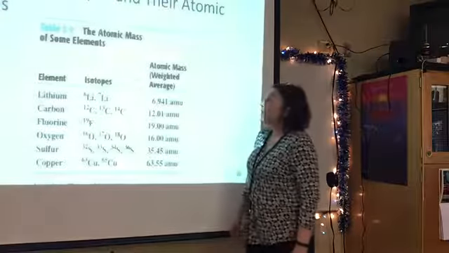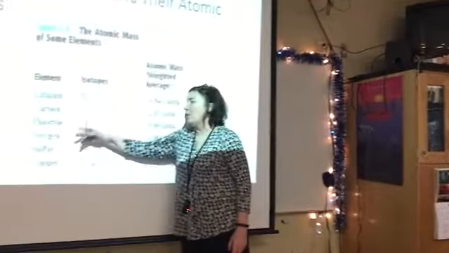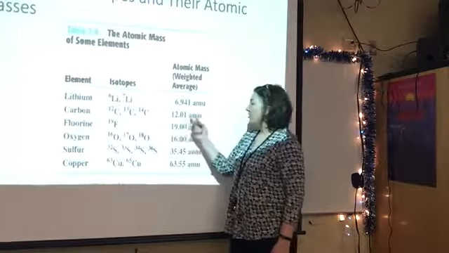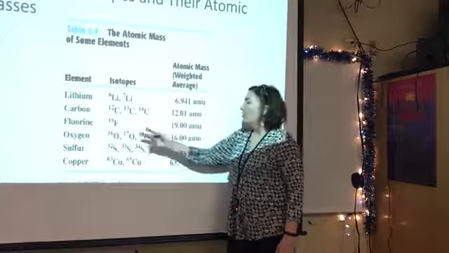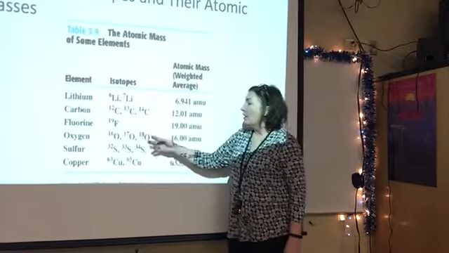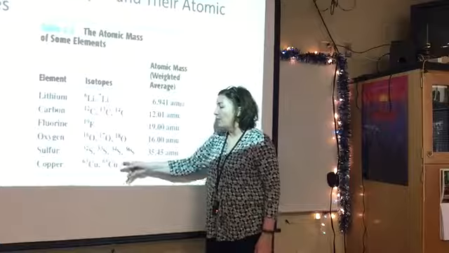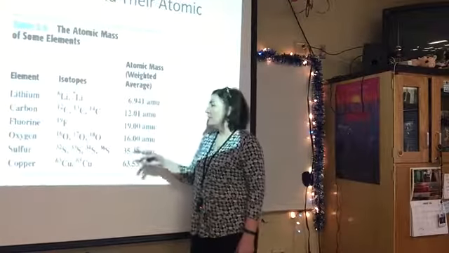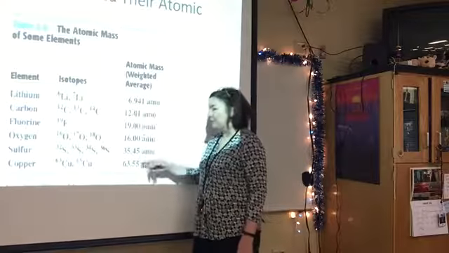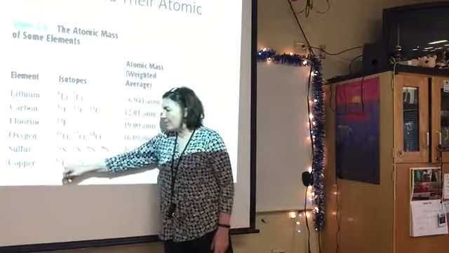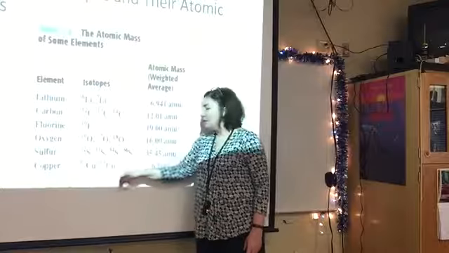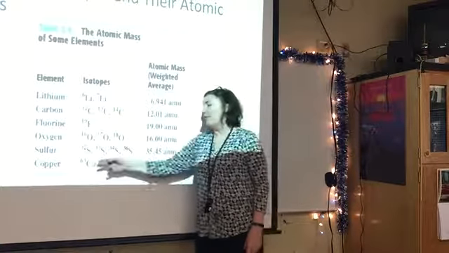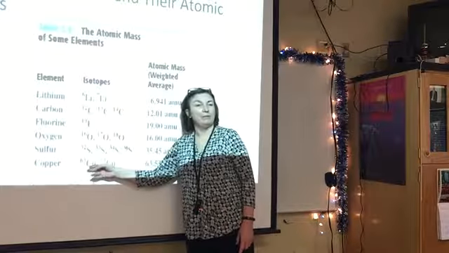Okay. And here are some examples of different isotopes. Lithium has 2. Carbon has 3. You see it's kind of close. Fluorine only has 1. Oxygen has 3. Sulfur has 4. And copper has 2. But the one that's in the most abundance is probably closest to the actual value. We have copper 63 and copper 65. But the actual mass is 63.55. So we probably have a greater abundance of copper 63.